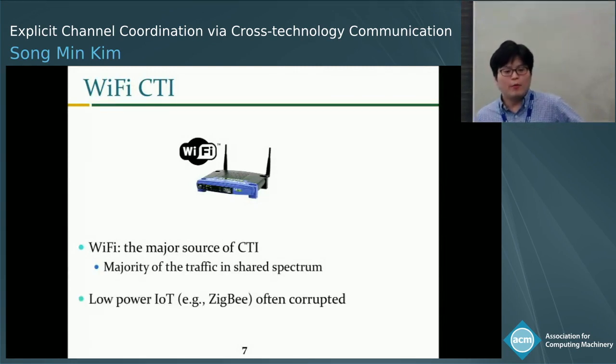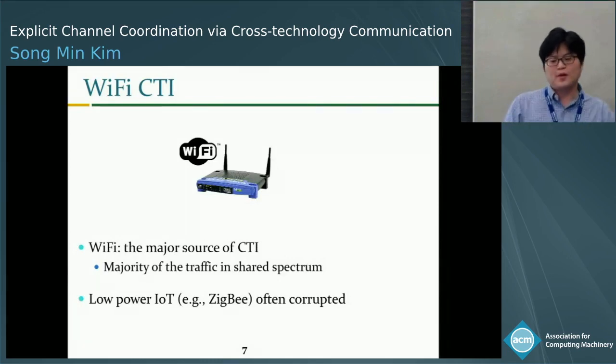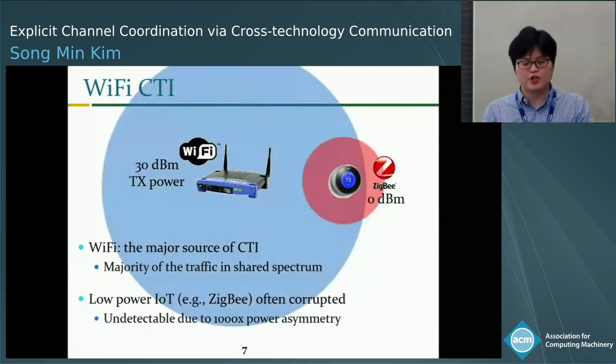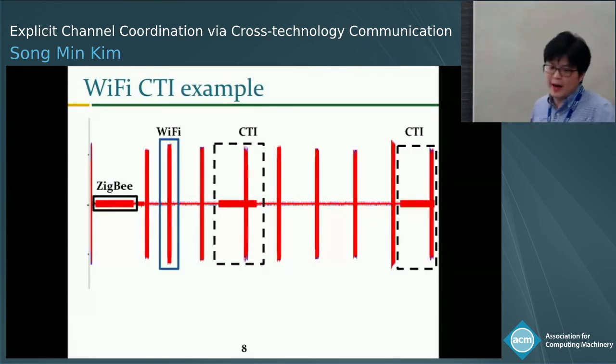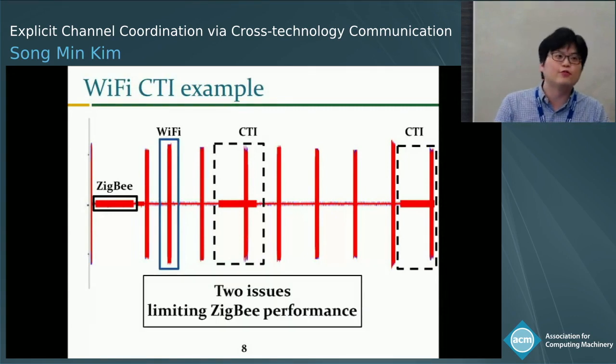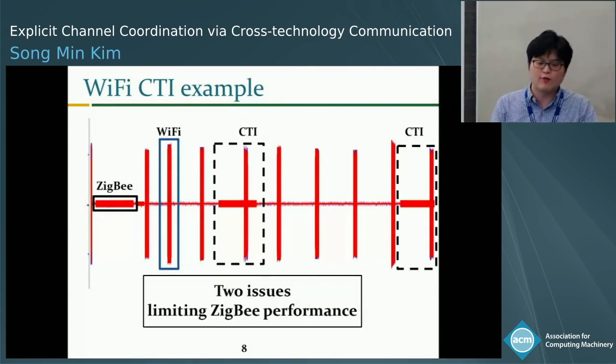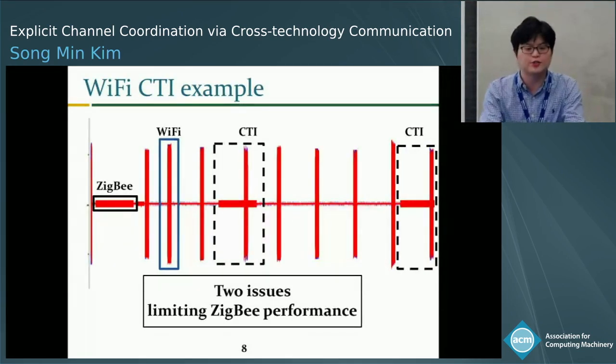So low power IoT, for example ZigBee, in the range of Wi-Fi CTI is often corrupted. This is due to the significant power asymmetry, which could be as large as 1,000 times. This is an example of Wi-Fi CTI corrupting ZigBee packets with the high power Wi-Fi packets. By closely observing Wi-Fi CTI, we find two issues that limit ZigBee performance.